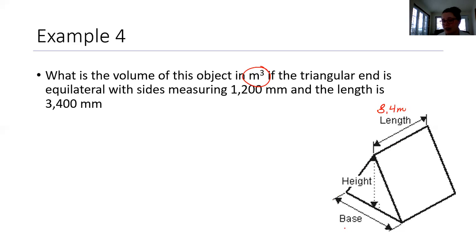The side is going to be 1.2 meters. It's going to be 1.2 meters here. And on the other side, 1.2 meters. Now, if you recall, the formula for the area of a triangle is 1/2 base times height.